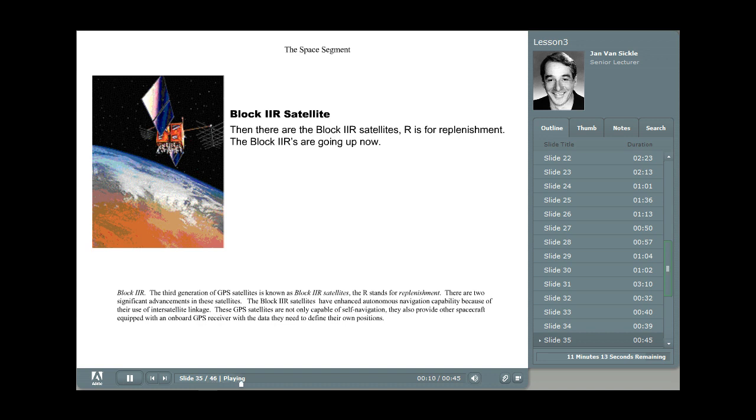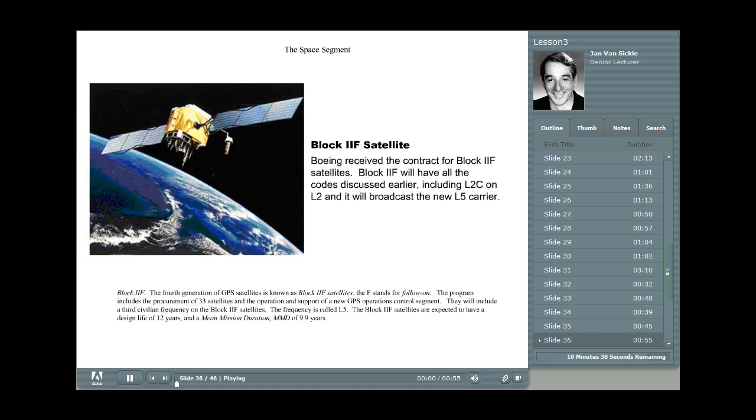The Block 2Rs are for replenishment. They are like Block 2 satellites, but they have some good enhancements. They have autonomous navigation capability due to their inter-satellite linkage, meaning that these satellites actually have GPS receivers on board. And of course, there's no reason why that can't work. They are GPS satellites with GPS receivers. And these receivers allow them to know their position rather well within the constellation and to self-navigate. A good idea, I think.